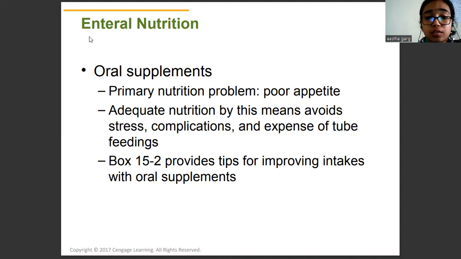So in those cases only these nutritional support systems are used. Enteral nutrition, as I told you, is a method in which you would be inserting tubes for the nutritional support, and these tubes would be inserted through the nose. Their site would either be in the stomach or in the small intestine. So it is an oral supplementation only given to the patient who has a poor appetite or who is not able to take the food orally. Adequate nutrition by this means avoids stress, complications, and expenses of tube feeding.